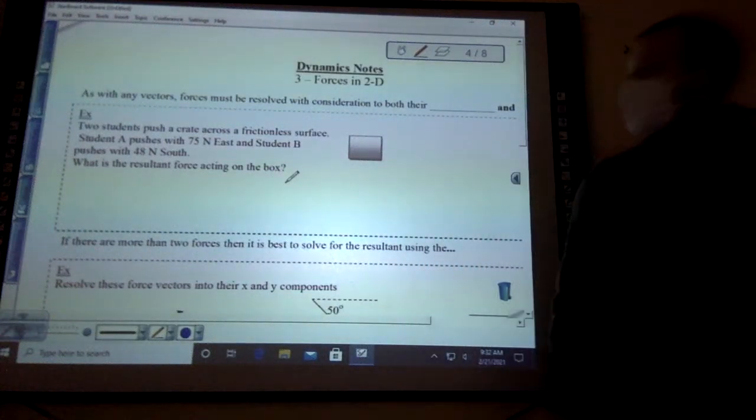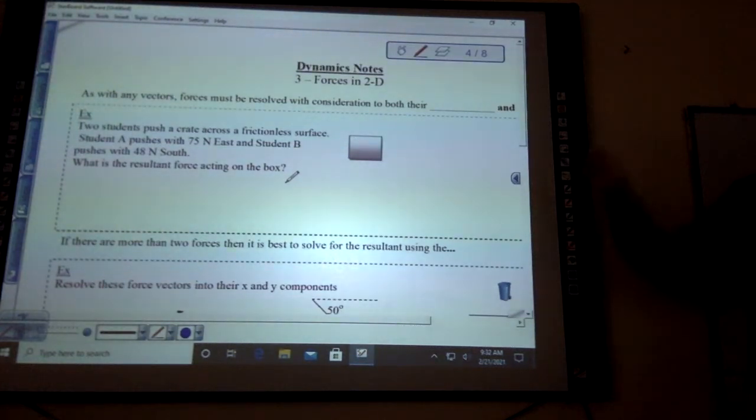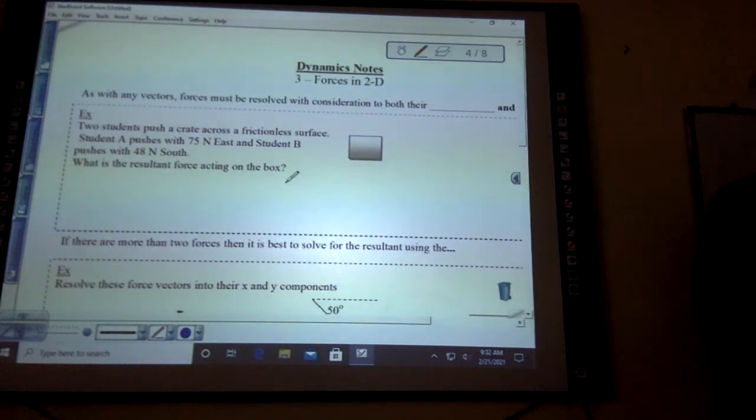All right, so here we go. So we are getting into forces in 2 dimensions now. So you've already seen forces in 1 dimension. We talked about that with Newton's laws, Newton's first, second, third law, which you saw last year, and friction. So we've already covered that. Now we're going to look at this in 2 dimensions.